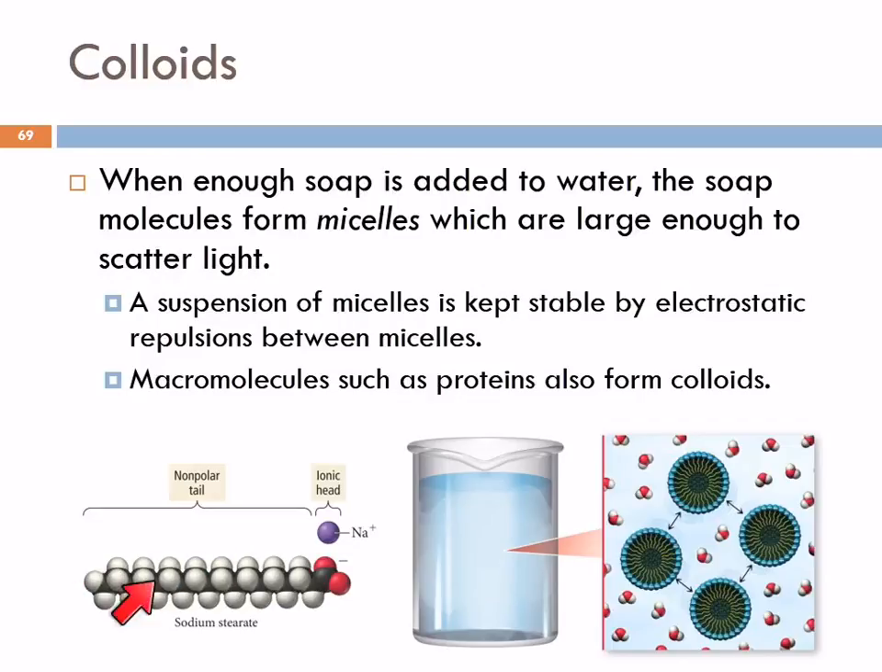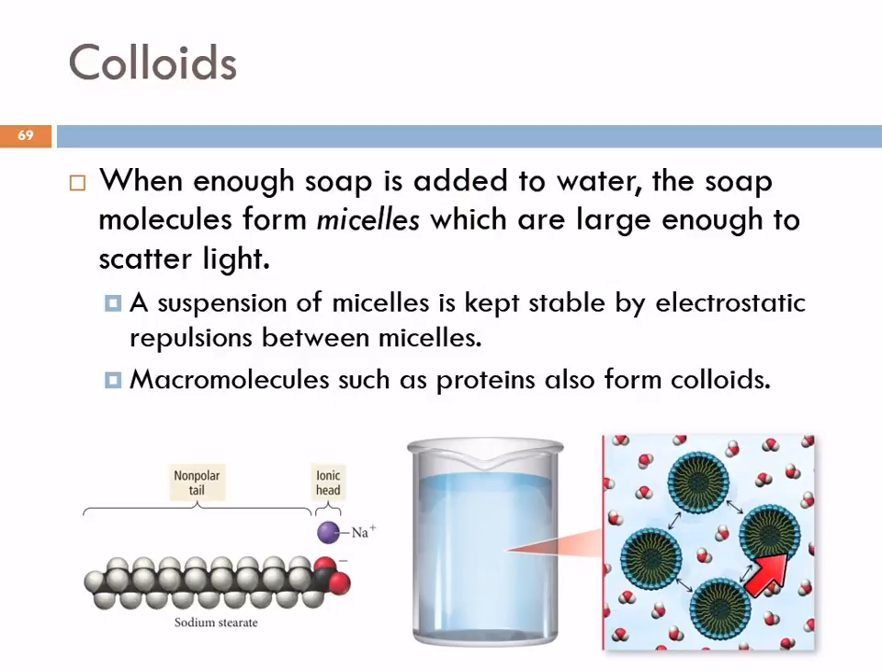The long nonpolar tail is not going to be very friendly with the water, and so they'll form little spheres with the polar heads facing out and the nonpolar tails facing in. And soap helps to get grease and oils away because the grease and oil can dissolve in this nonpolar center part and get washed away.